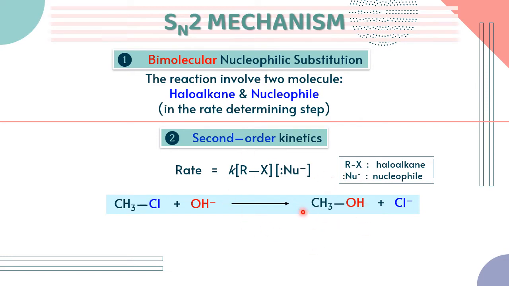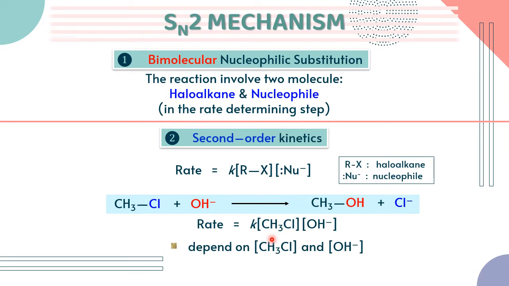In a question, sometimes it can ask you to write down the rate of reaction. If it is an SN2 mechanism, the rate of reaction is written as rate equals k times the concentration of CH3Cl times the concentration of OH minus. These two. Why? It's a second order reaction, so the rate of reaction will depend on the concentration of the haloalkane and the concentration of the nucleophile. Like I mentioned before, it is a second order overall reaction.